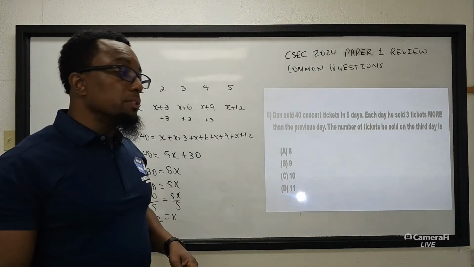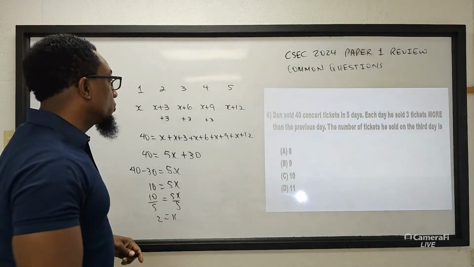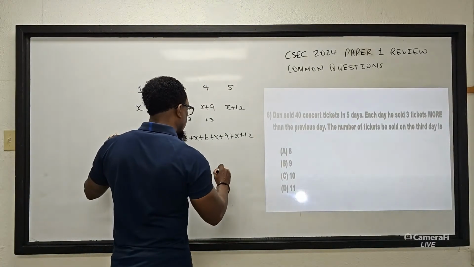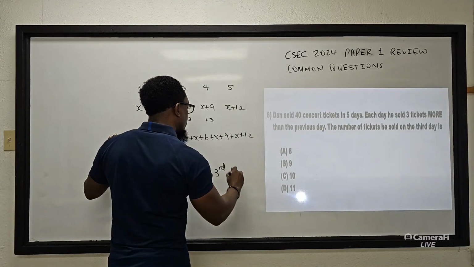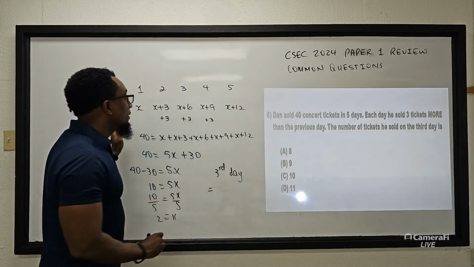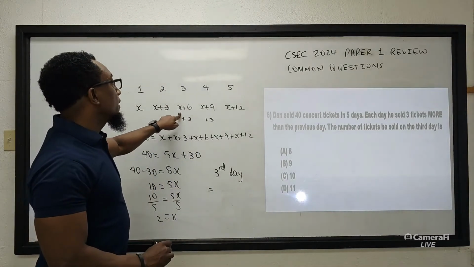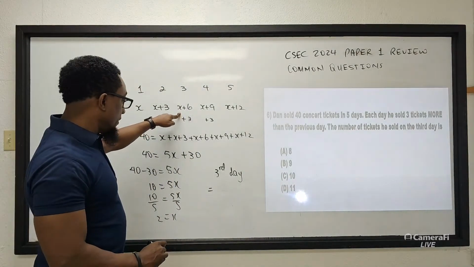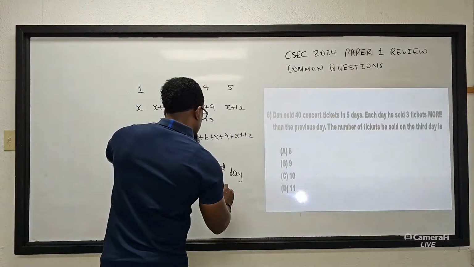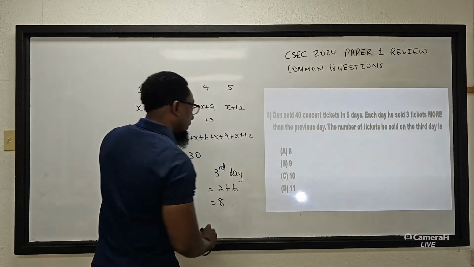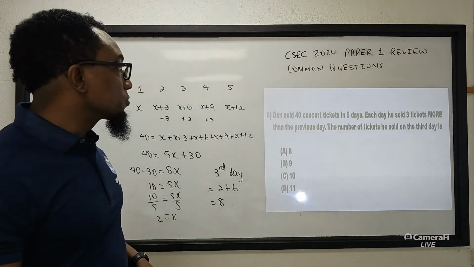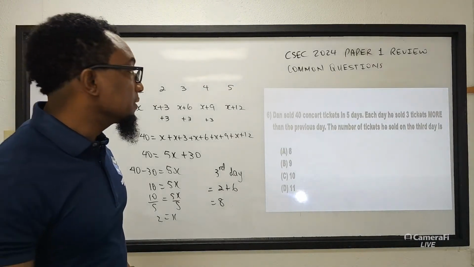So if x is equal to 2, then the number of tickets sold on the 3rd day, this is our 3rd day, it is x plus 6, and if x is 2, then it's 2 plus 6, which will be 8 tickets. So for question 6, the answer is A.